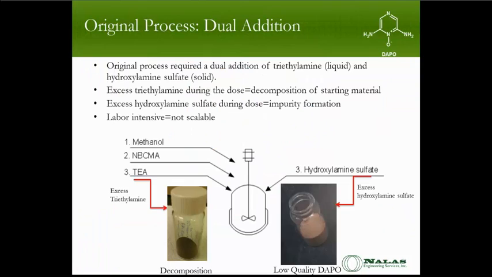At the 100 milliliter scale, this dual addition was very labor-intensive and definitely not scalable. This dual addition caused other challenges in the process, including limiting the rate of the reaction by the mass transfer of hydroxylamine sulfate, and the results were not reproducible from one reaction to the next. Up to 40% of our yield would go towards the impurity, and the product we isolated would be low yielding and of low purity because the impurity would precipitate out along with our product.